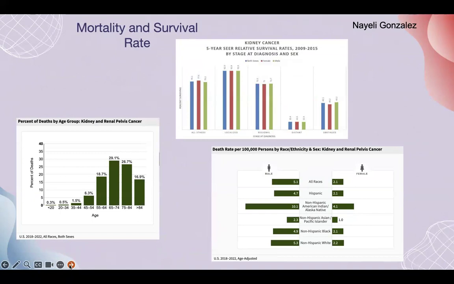So for all stages, male and female are almost the same. The major factor here is distant cancer, where it's more likely that the cancer metastasizes, which is why we see a lower rate of survival. And lastly, sex does play a huge role, which is why we see males at double the risk for renal cell carcinoma.